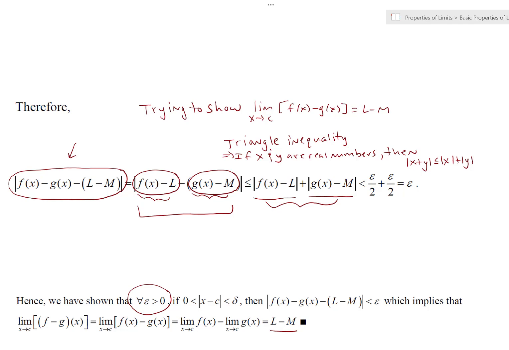A very similar proof can be done for the addition property, almost exactly the same proof. And those other two properties, the product one and the quotient, are a little more involved, but they involve picking epsilons and deltas in a way that is clever, if you will. So anyways, that is the video on stating the basic properties of limits, the arithmetic properties, if you will, and also walking through how to prove at least the difference property for these limits.